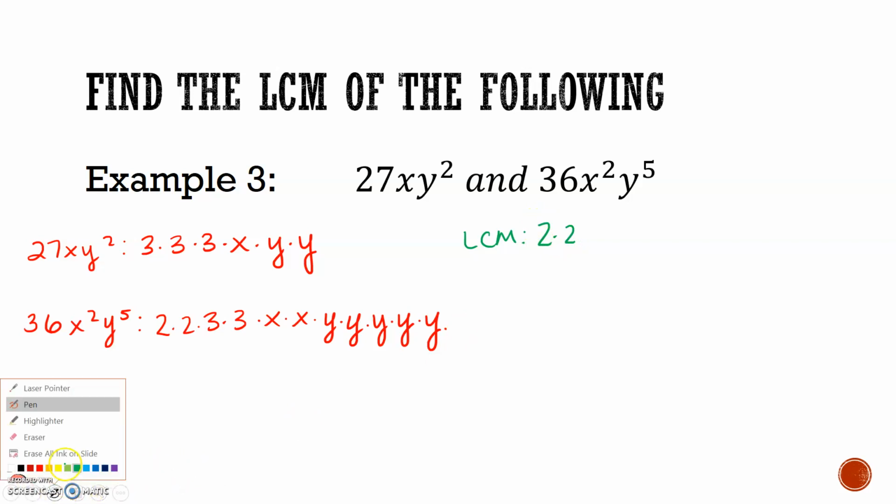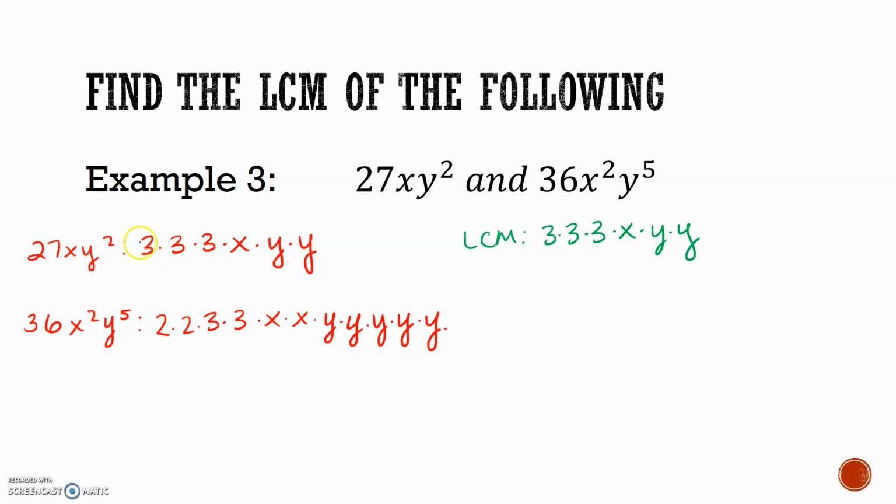But you know what? I'll go ahead and write down the other one to show you that it doesn't matter whichever one you write down. So if I start with the other one, I have 3 times 3 times 3 times x times y times y. So I've used all of the factors from 27xy squared.